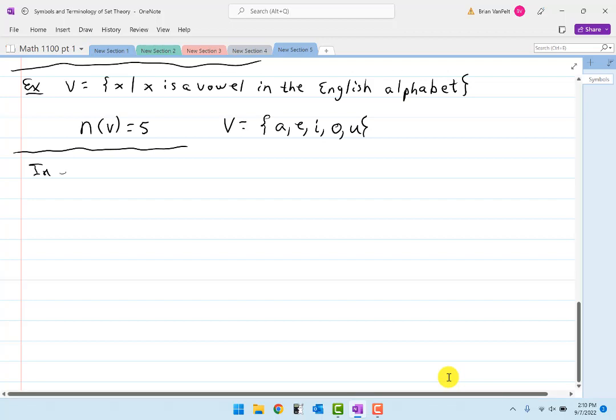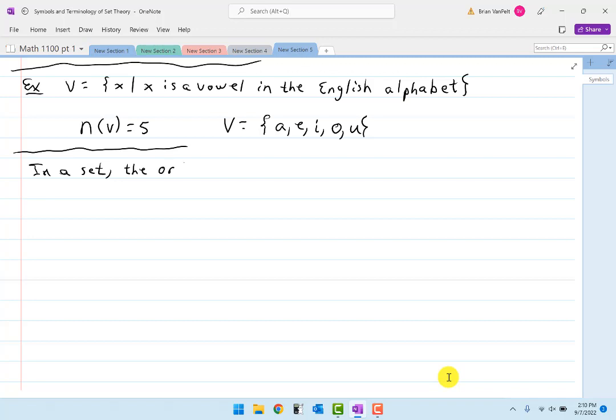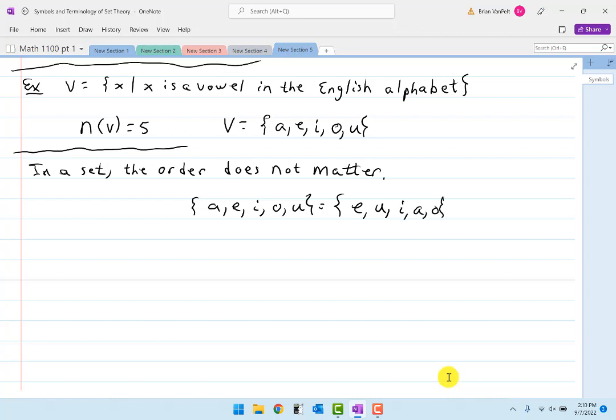In a set, the order does not matter. So for example, in the set V, which I wrote as A, E, I, O, U, that's the same if I jumble up the items: E, U, I, A, O. These are the same things. So the order is not that important. It's not important at all. All we're really trying to do is to list out the items in there in whatever order we want.